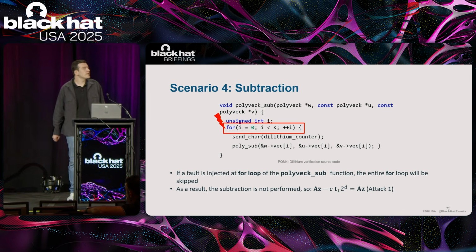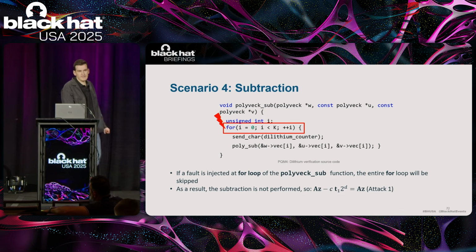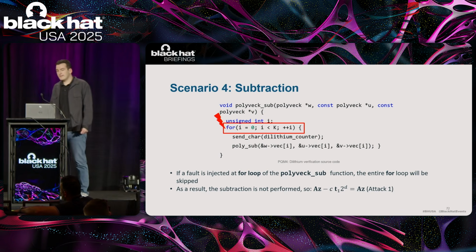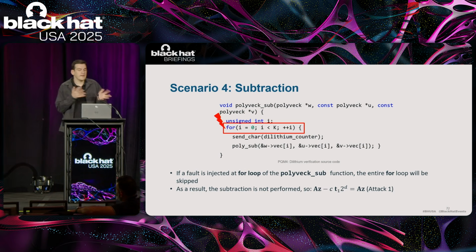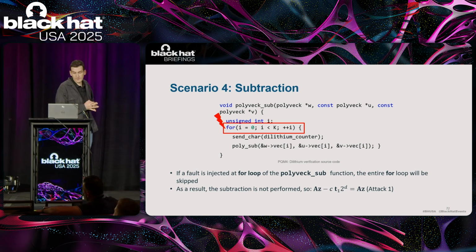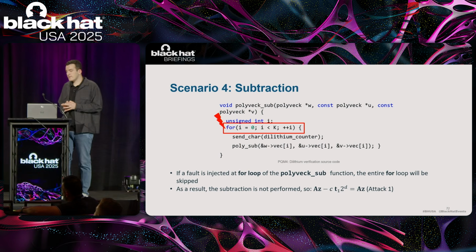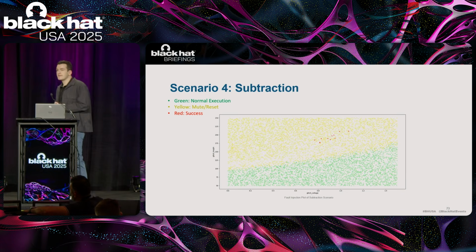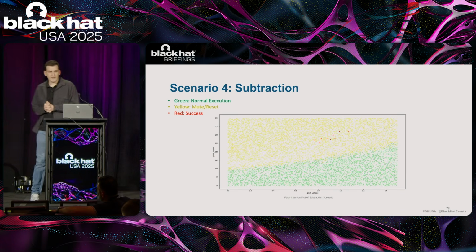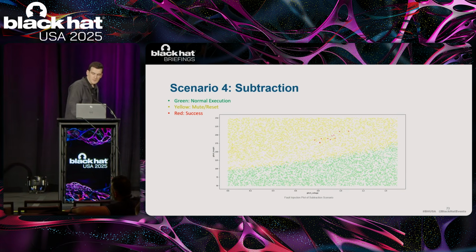And if we can do this, it will never call the poly subfunction. And as a result, it will never subtract the C21 to the power of t from the AZ, and it will only use AZ for the verification, which also enables attack 1. And as you can see, we also successfully bypassed the Dilithium verification using this scenario.